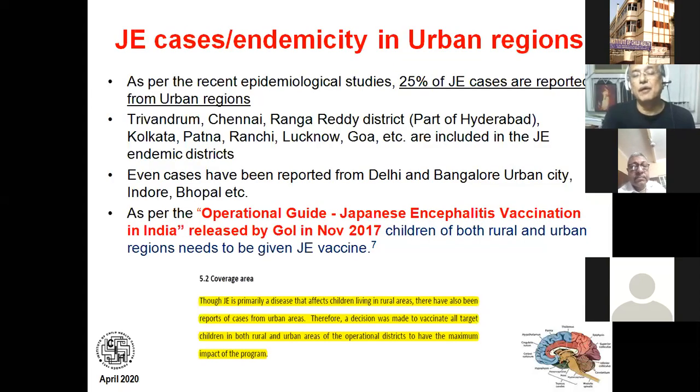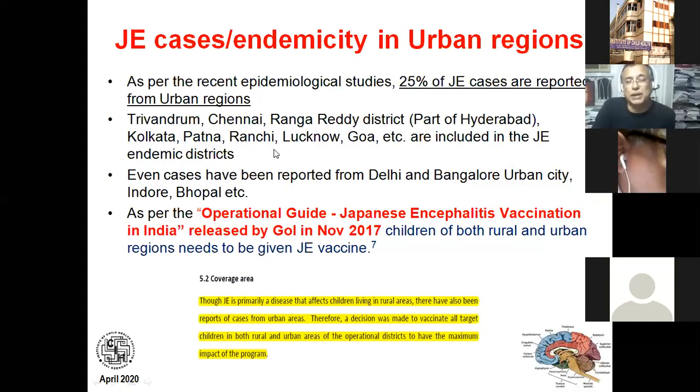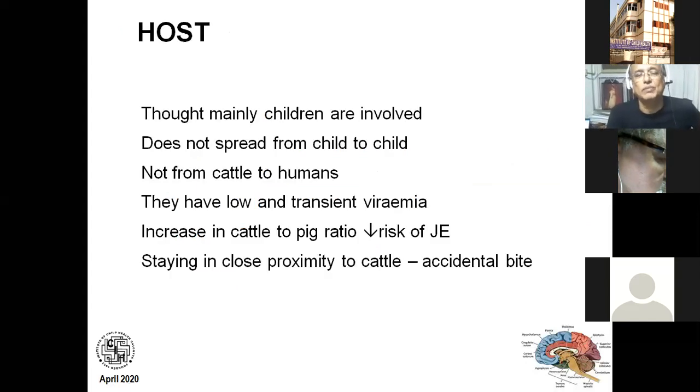But nowadays, things have changed. It has been seen that Japanese encephalitis not only occurs in rural areas, it has been reported from Trivandrum, Chennai, parts of Hyderabad, Kolkata, Patna, Ranchi, Lucknow, Goa, even from Delhi and Bangalore. So what we thought, that it is a disease of rural areas, is not true. Might be it also involves the urban areas.